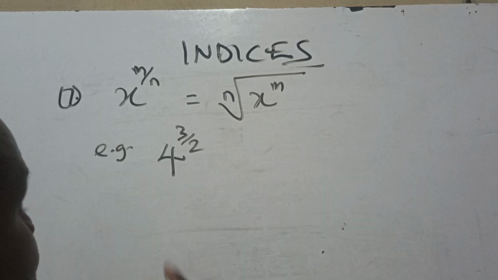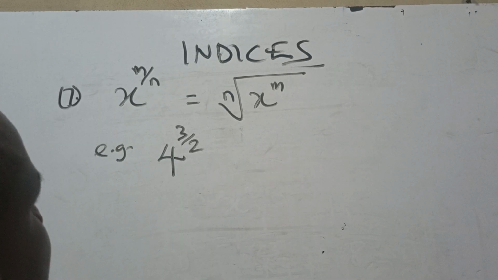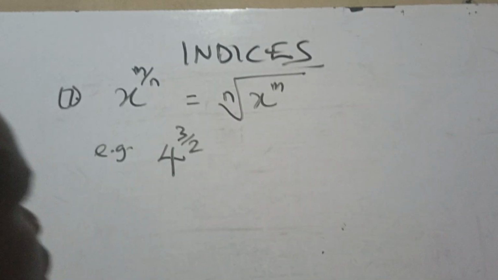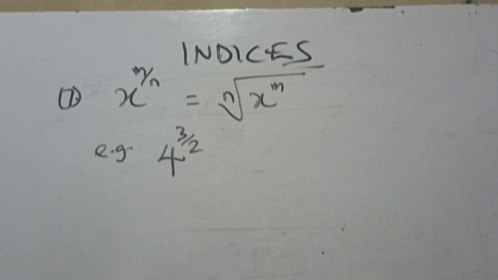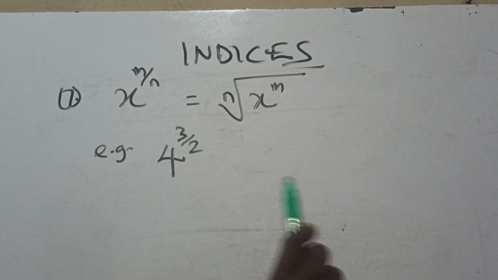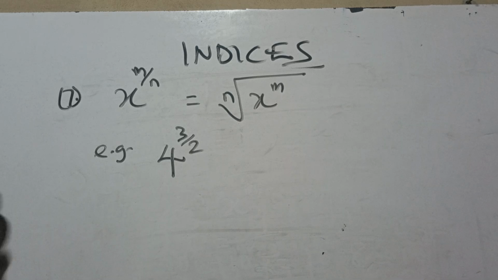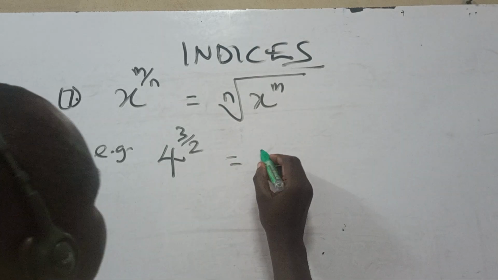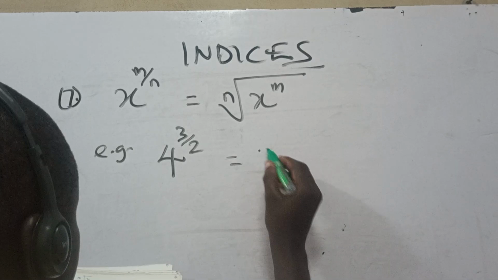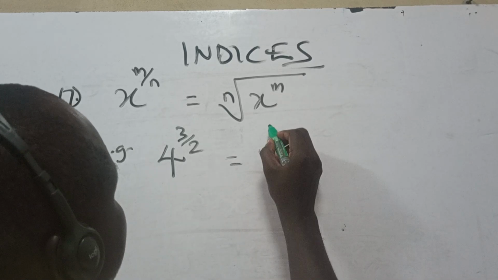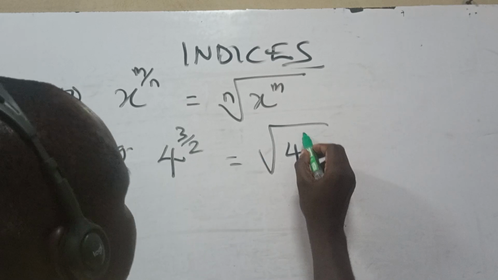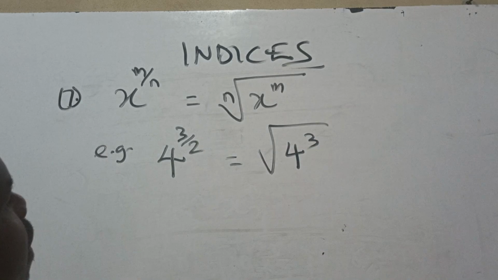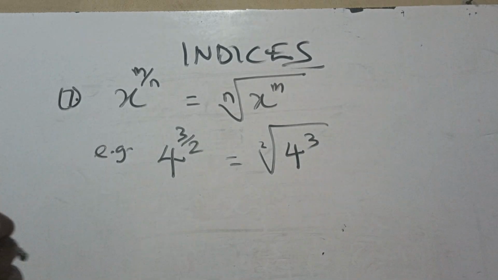The denominator is talking about either nth root, like either square root, cube root, quart root, or nth root. While the numerator is talking about square, cube, quart. So in this case now, this is what you get. We are going to have the square root of 4 raised to power 3. Of course, the 2 will be here, but it's not compulsory we put it there. So this is what we are going to have.